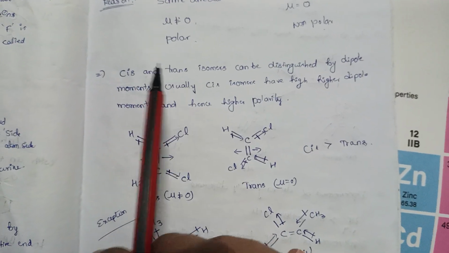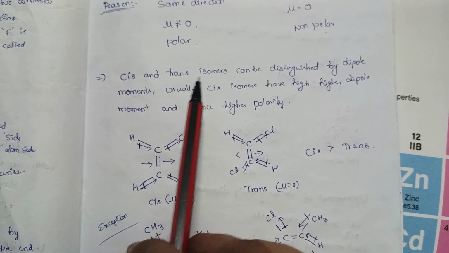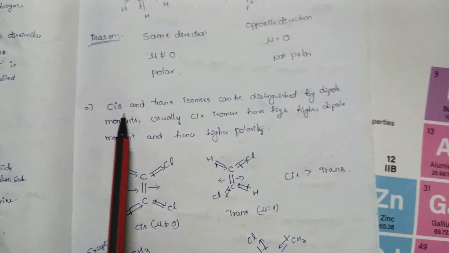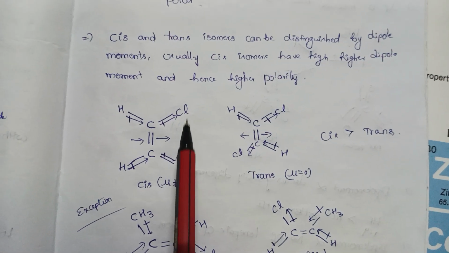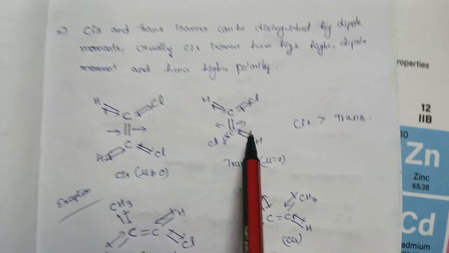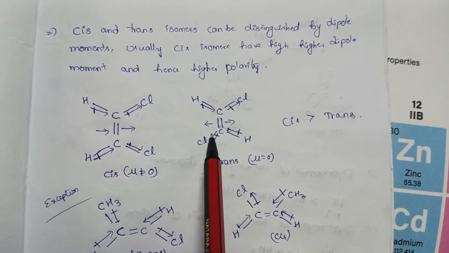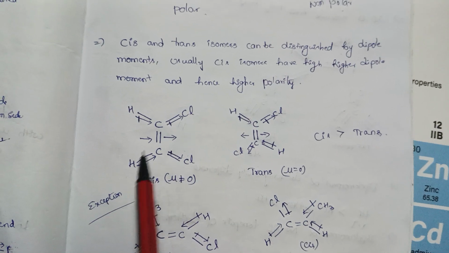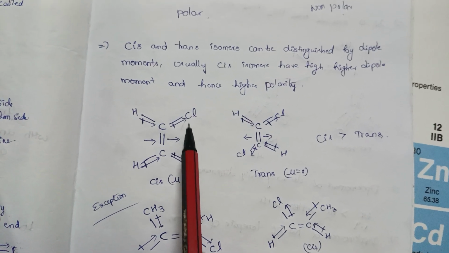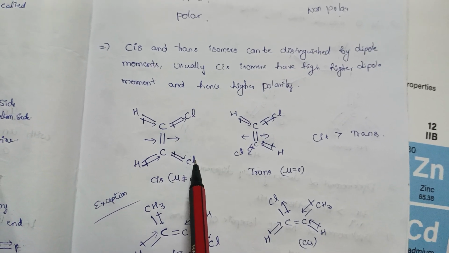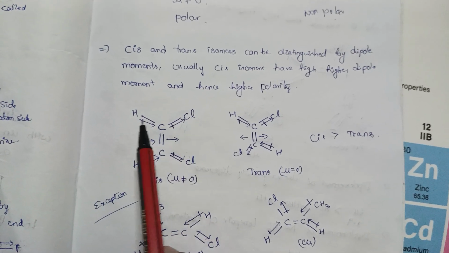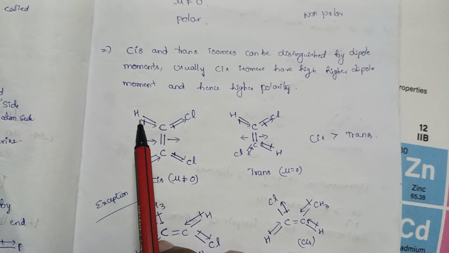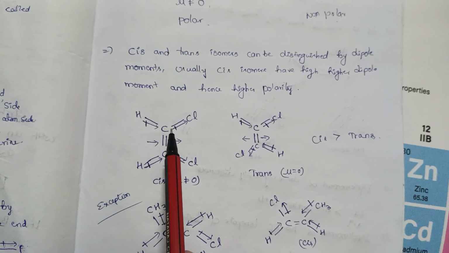Cis and trans: if two isomers are present, cis and trans, the cis isomer has more dipole moment than the trans isomer. If two similar atoms are in the same direction, that is the cis isomer. If two similar atoms are in opposite directions, that is the trans isomer. See, cis means two chlorines are present in the same direction. Chlorine is more electronegative than carbon, so the arrow is towards chlorine. Hydrogen is less electronegative than carbon, so the crossed arrow is towards carbon.